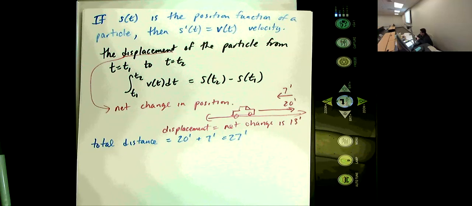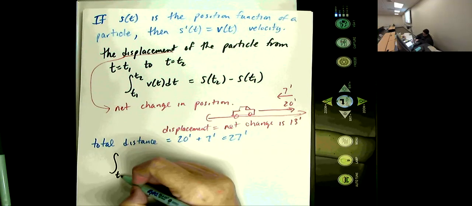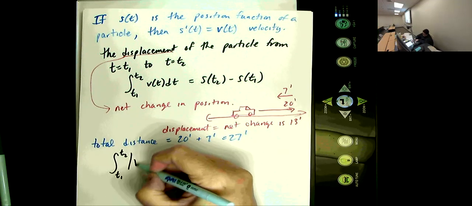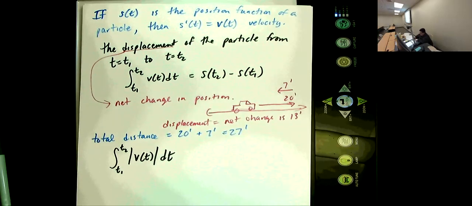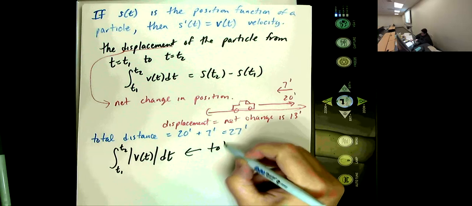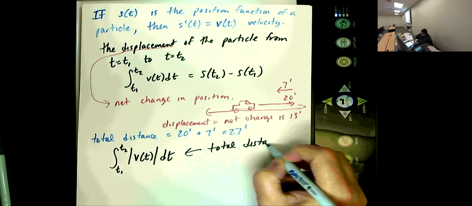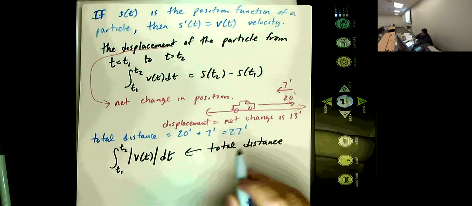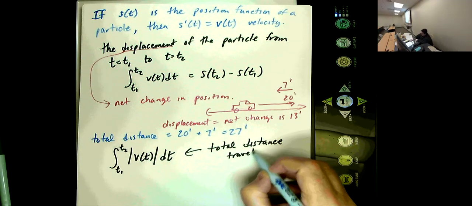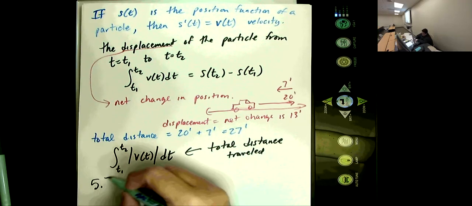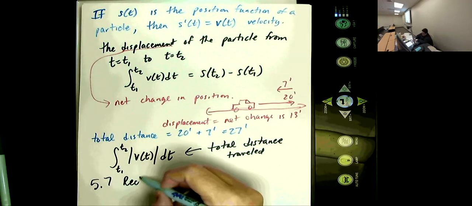So if you want to find total distance and not just displacement, then you have to take the absolute value of that function. That will give you total distance traveled. And since there's absolute values there, I'm not going to give it some magic formula. We're going to look at this. This is the topic of 5.7. Rectilinear motion revisited.